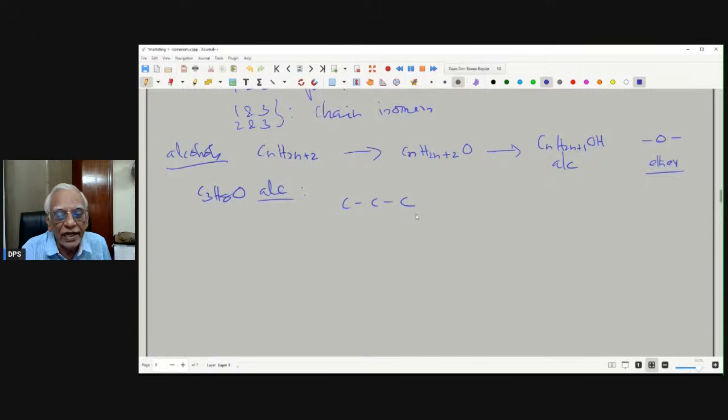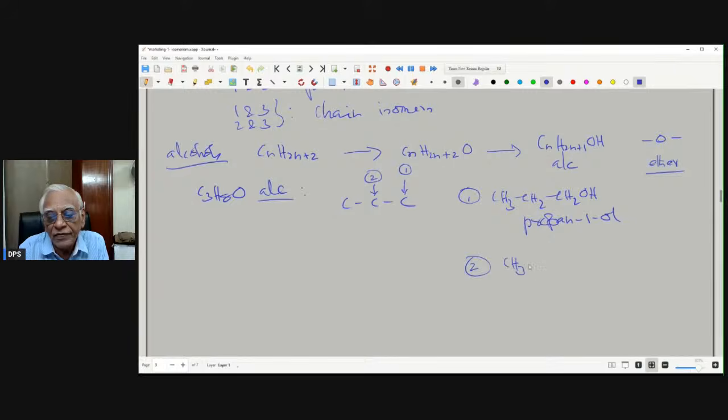Now, in this case, I can have the OH here, and that is going to be compound number 1. I can have the OH here, and that is going to be compound number 2. So, what is going to be the structural formula of compound 1? CH3, CH2, CH2, attached to the first carbon atom: propan-1-ol. That E is replaced by OL. It's an alcohol. What is compound number 2? CH3, CHOH, CH3. This is called propan-2-ol.